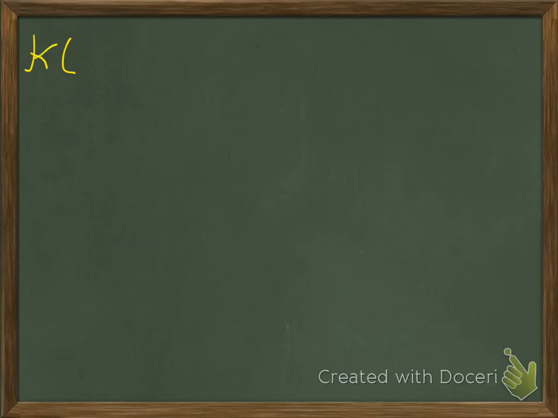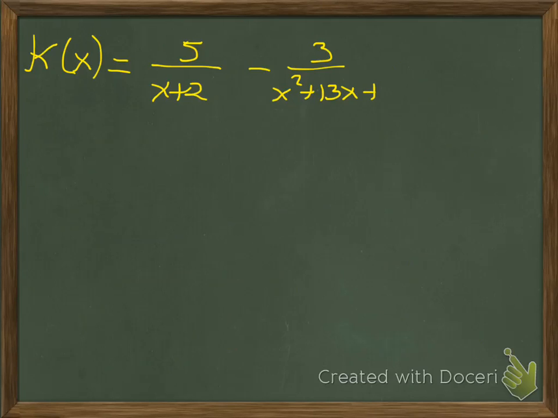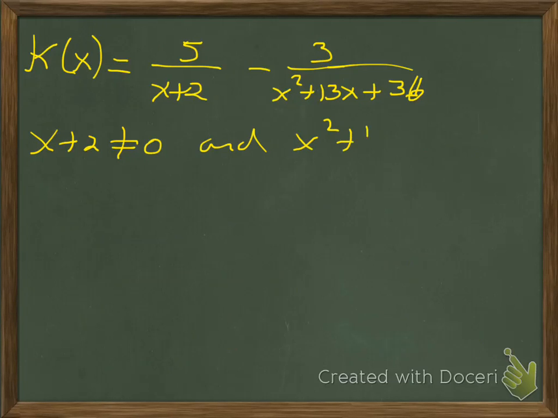So let's look at k of x, where k of x equals 5 over x plus 2 minus 3 over x squared plus 13x plus 36. Alright, so I have two denominators. That's what I'm going to focus on, and I want those denominators to not equal 0. So on one hand, x plus 2 cannot be 0, and x squared plus 13x plus 36 cannot be 0.